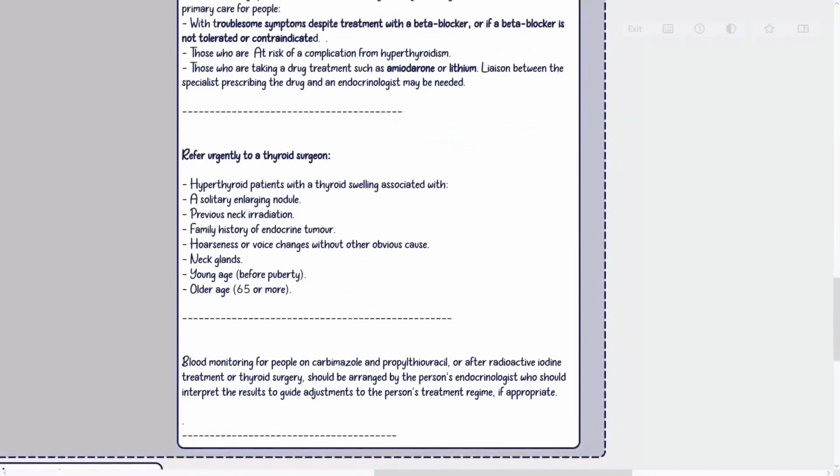Blood monitoring for people on carbimazole and propylthiouracil, or after radioactive iodine treatment or thyroid surgery, should be arranged by the person's endocrinologist, who should interpret the results to guide adjustments to the person's treatment regime, if appropriate.